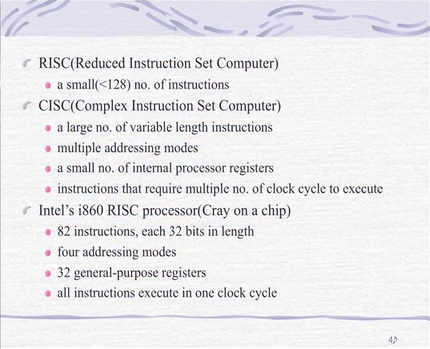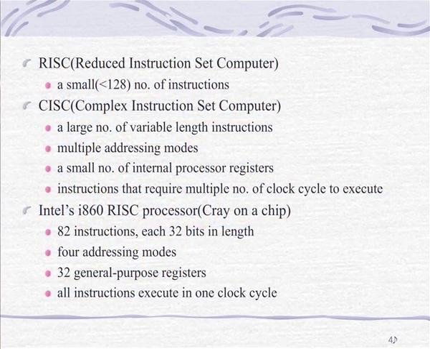Then some important terms before going into the differences in detail are also being discussed. One term is RISC. It stands for Reduced Instruction Set Computer. If a processor is a RISC processor, then its instruction set is less complex, or we can say it uses fewer instructions, up to 128. That means in a RISC processor the number of instructions available is not more than 128.